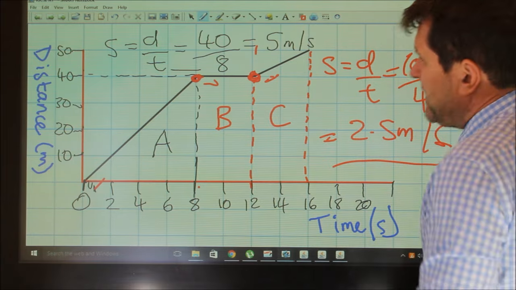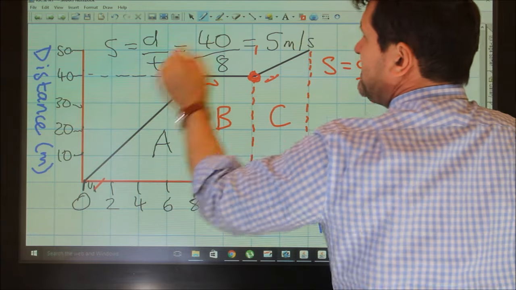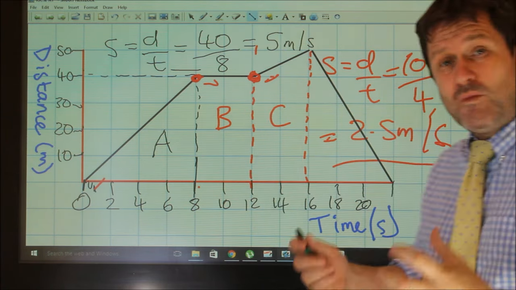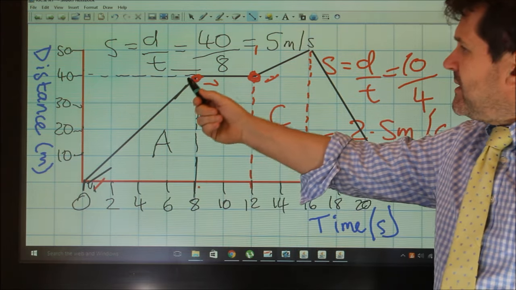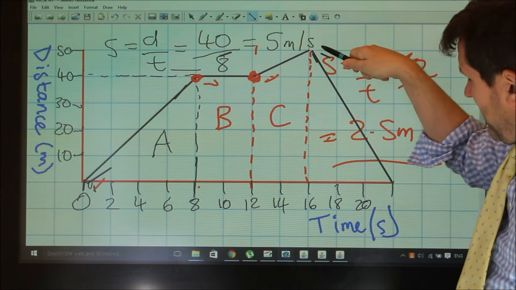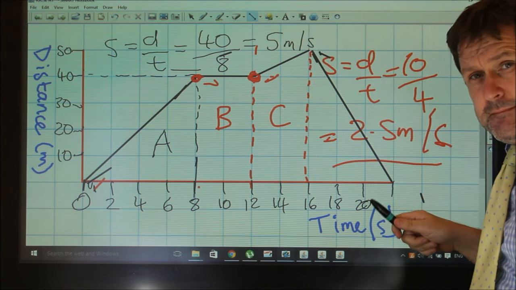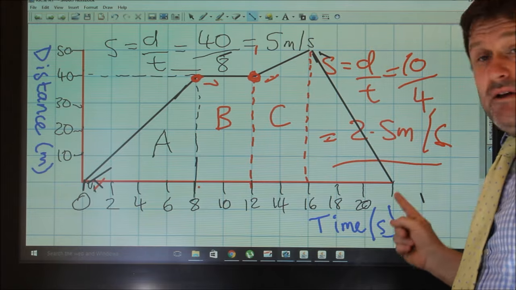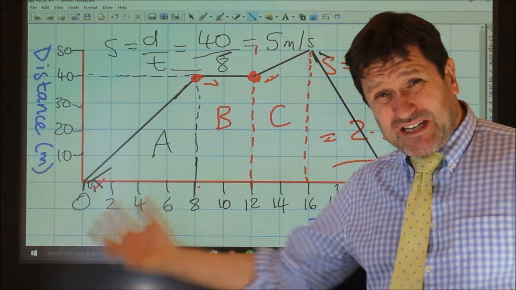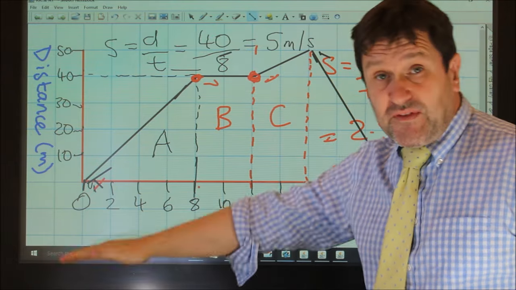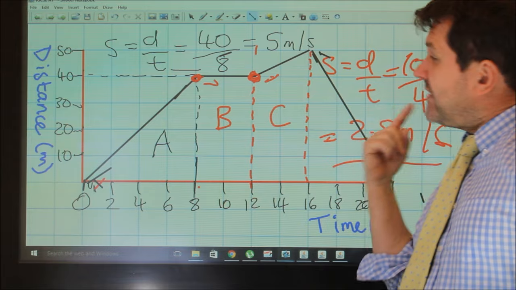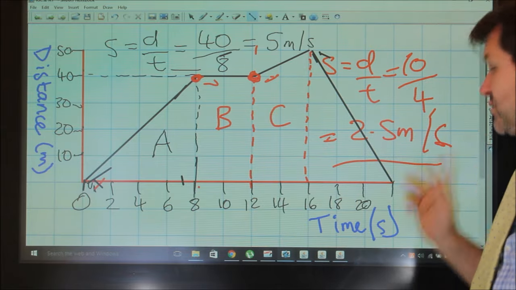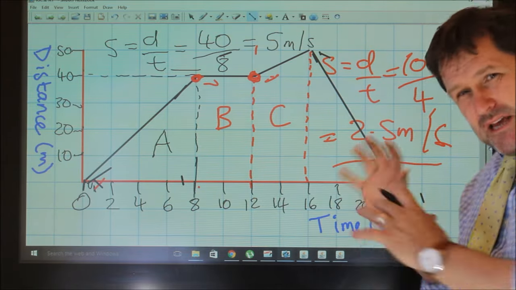Now, obviously, if it was a displacement time graph, and the graph then returned to here, then what's happening is the individual has run 50 metres away from their home, and then they've run 50 metres back again. So if this was a displacement time graph, the final displacement would be zero because they finished up where they started. However, the distance they've covered was 50 away and 50 back. So if you're looking at the average speed for the whole journey, the distance divided by time, it would be 100 divided by 22. Okay?